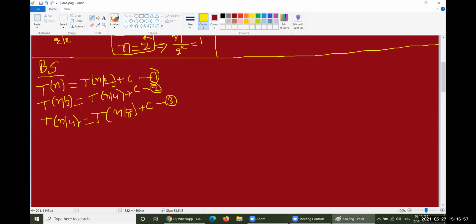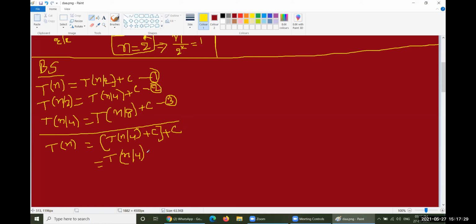Okay. So therefore equation number 1 becomes something like this. T of n will be equal to T of n by 2, whose value is T of n by 4, plus c. That is T of n by 4 plus 2c.